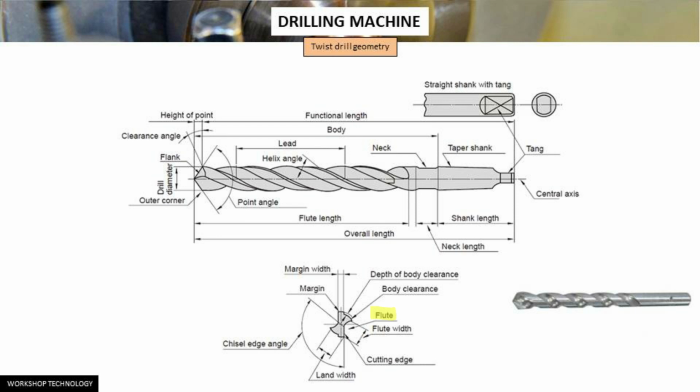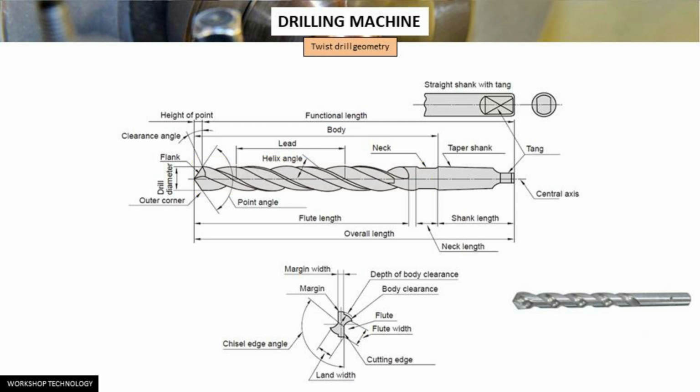And now what is this flute? Flutes are the grooves in the body of the drill which provide lips and allow the removal of chips and permit cutting fluid to reach the lips. Flute length is the axial length from the extreme end of the point to the termination of the flutes at the shank end of the body. And the shank is that portion of the drill by which it is held and driven.